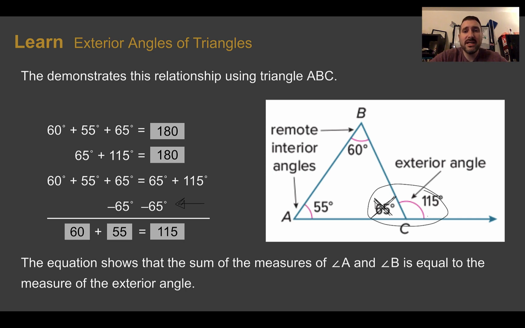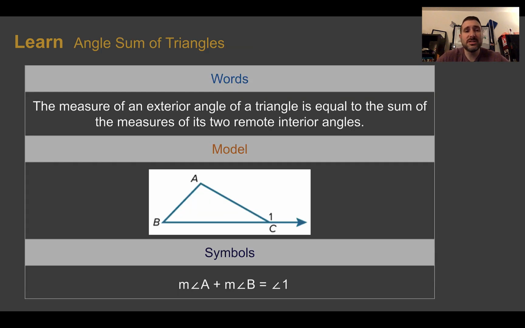Now, if you were trying to find a missing angle, you could use this fact, or you could just use the properties of interior angles and supplementary angles to get there as well, but this could help you skip right to the answer if you need to. Our key concept here was about remote interior angles. The measure of an exterior angle is equal to the sum of the measure of its 2 remote interior angles. So we can see in our model here and with our symbols that angle A and angle B added together give us our exterior angle 1.